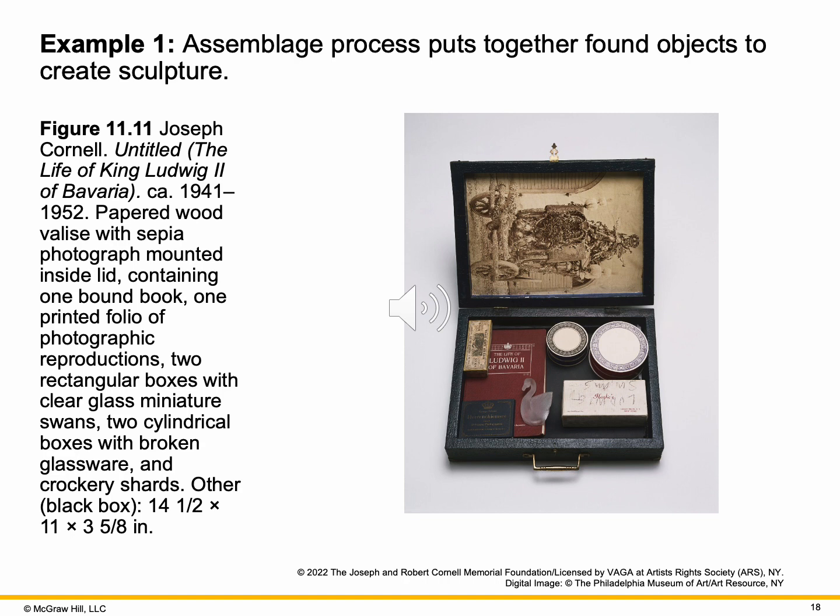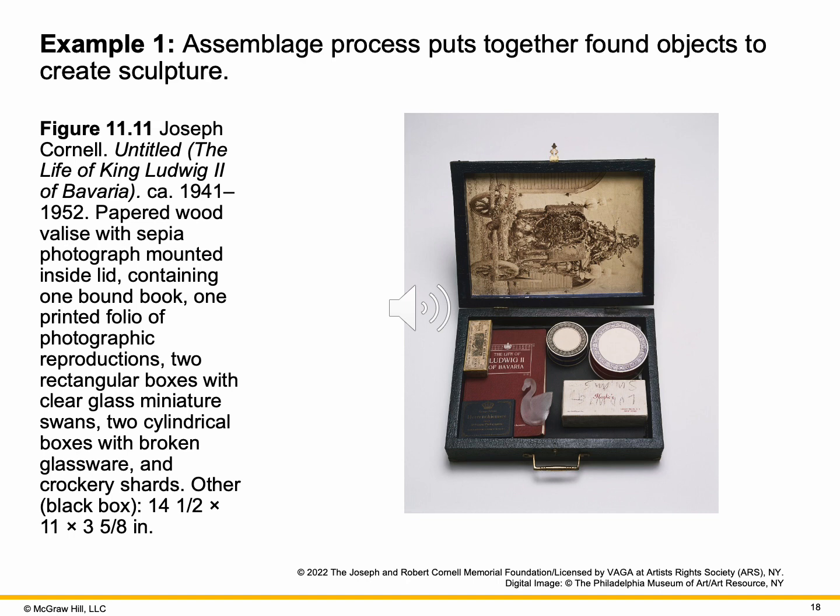This work was created by Joseph Cornell. Cornell is best known for his assemblages, which are placed in boxes. This work, entitled Untitled, The Life of King Ludwig II of Bavaria, Cornell has filled a wooden carrying case with a printed book, a portfolio of pictures, a glass miniature of a swan and its cardboard box, another box with swan bones, and a ceramic decorated with swans.